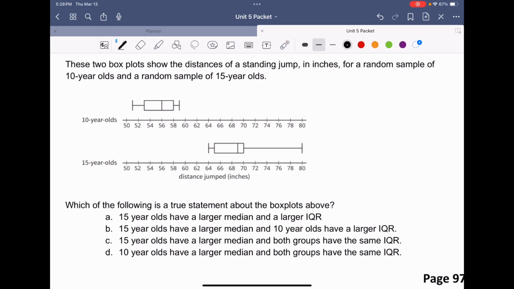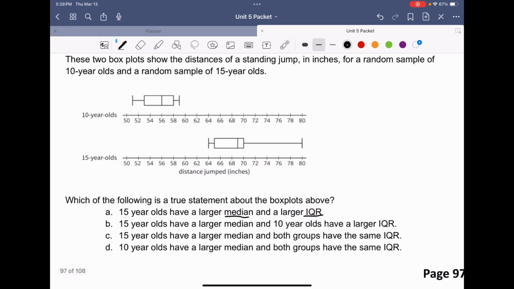All right, you should have some work off to the side of the paper. They're asking you about the medians and the interquartile range. So remember, for your box plot, go ahead and label. So minimum, quartile 1, median, quartile 3, and the maximum.